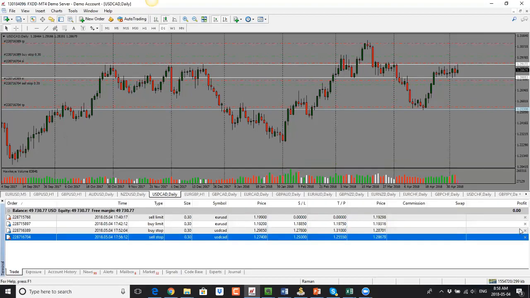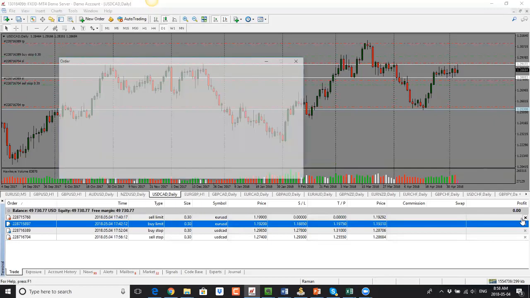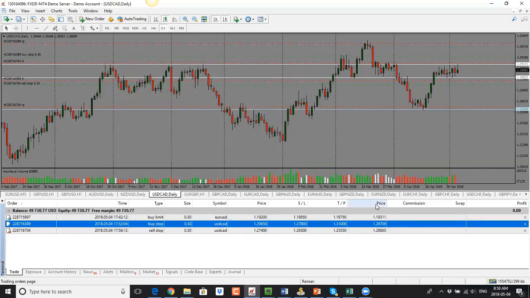So just as an experiment, what we'll do is we will close these out. So these are the pending orders, the buy limit and sell limit. And this is how you, if you wanted to delete it, so let's say the analysis is not valid anymore, price has gone in the other direction.